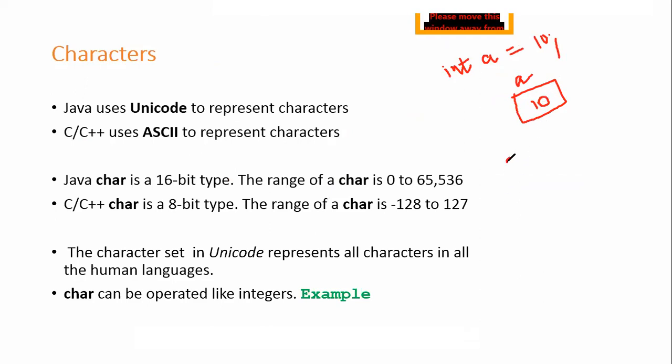Now let me declare one more variable, that is char c equal to 'x'. So why did I place it in single quotes? What's the type of c? The type of c is nothing but character. Since the type of c is character, the value of a character must be placed in single quotes. Now inside c, what I'm trying to store? I'm trying to store a character called x. That's what we'll be thinking.